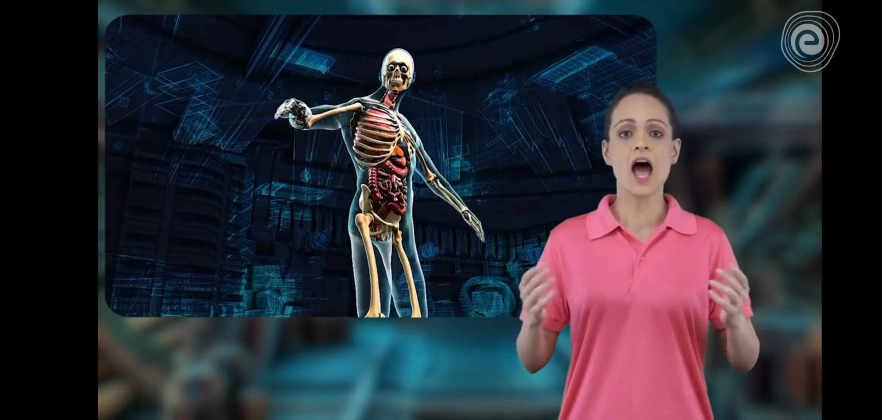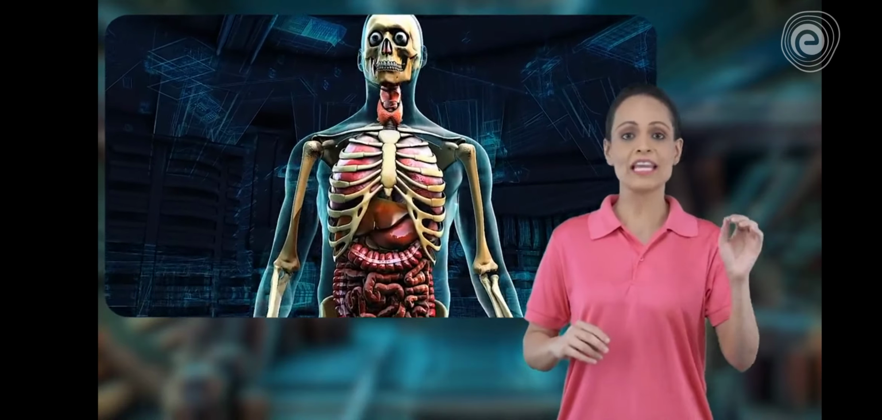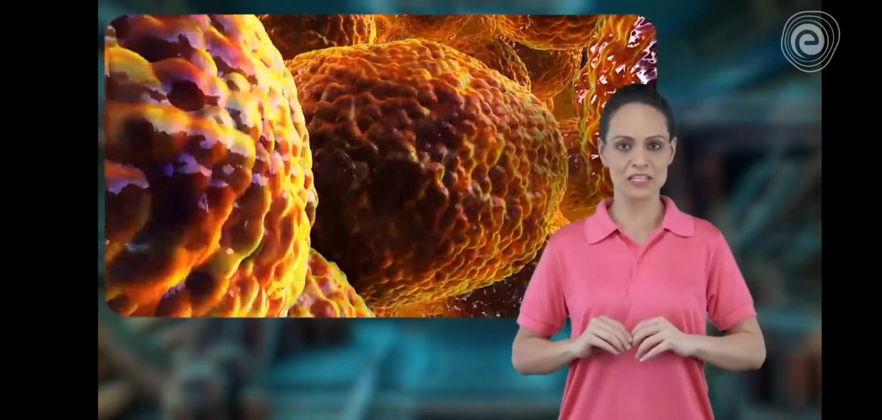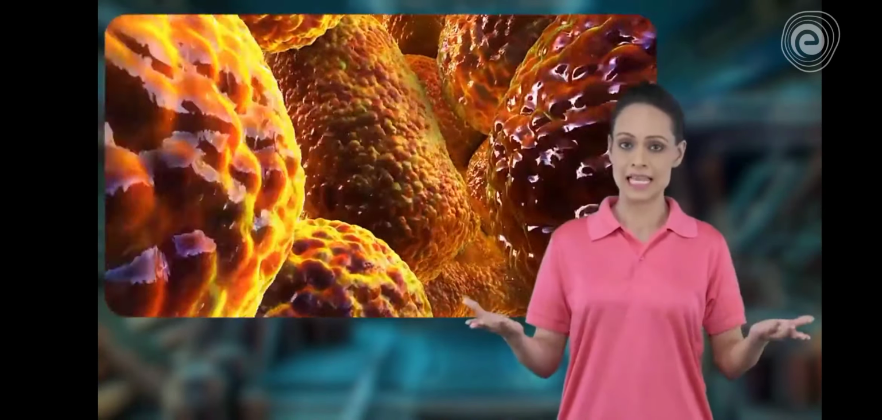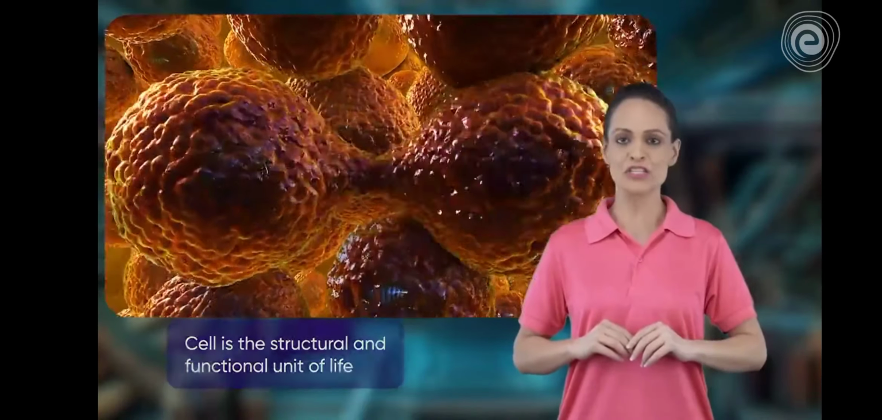Human beings are multicellular organisms. On zooming into the neck region and then to the thyroid gland, numerous dividing cells are observed. These cells, like other cells, are the structural and functional unit of life.